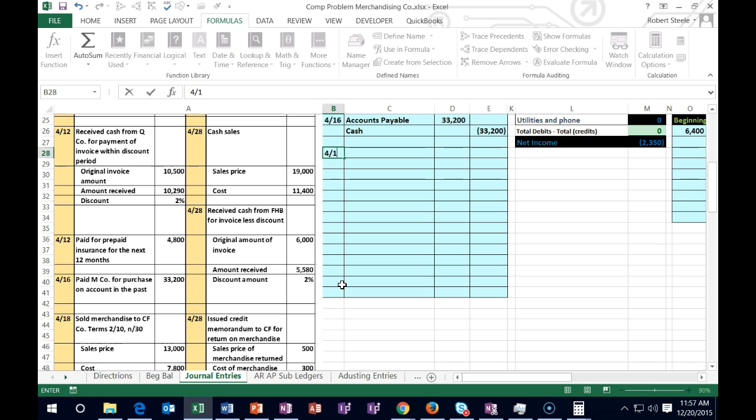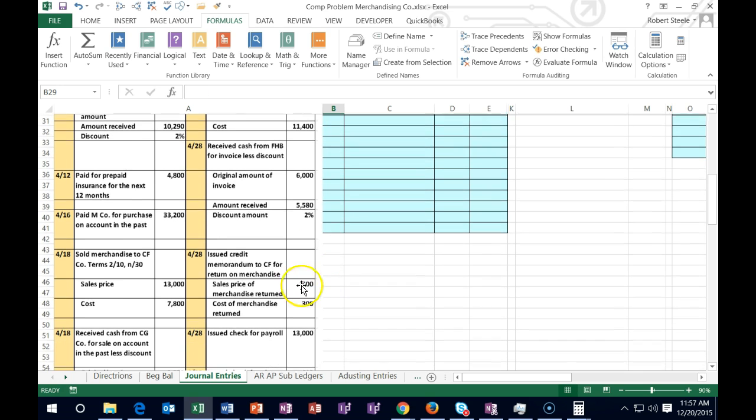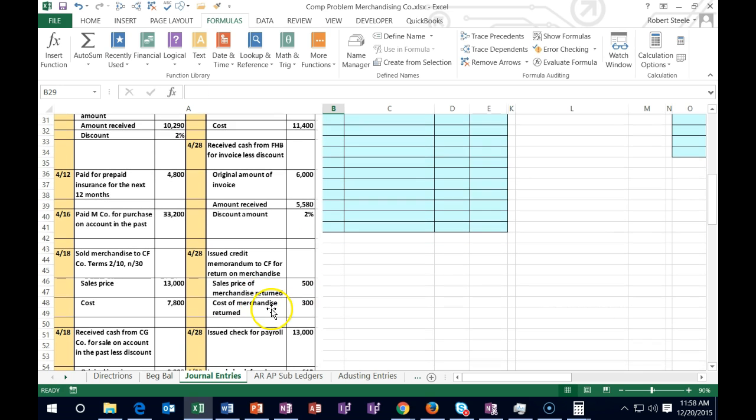4/18. And it says we sold merchandise to CF Company, terms 2/10 n/30. All right, so we're making a sale now. We're making our normal terms, which are 2/10 net 30. What does that mean? It means we're going to give a 2% discount if they pay us within 10 days. Otherwise, they pay us within 30 days. And if they don't pay us within 30 days, we're doing some type of collection action, hopefully, to get paid after that point. All right, so the sales price is going to be $13,000.